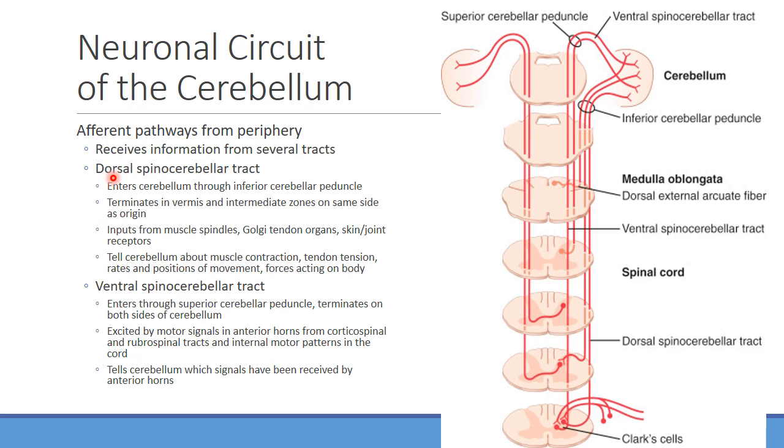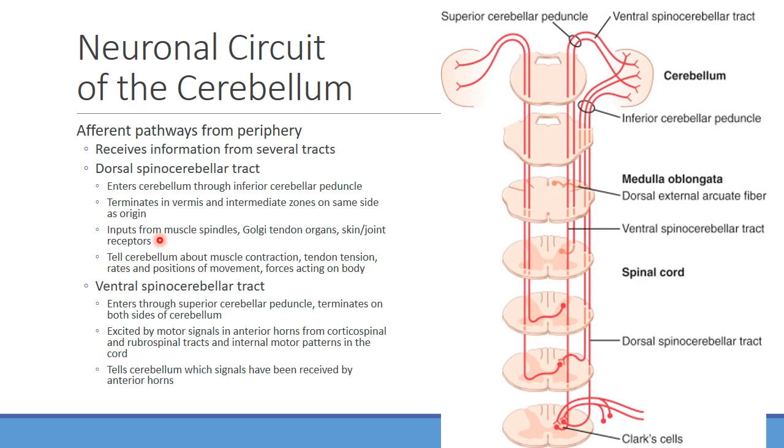Anywho, so for the dorsal spinocerebellar tract, you can find that it runs along this line here, and this is going to be entering the cerebellum through this inferior cerebellar peduncle, and it's going to be terminating in the vermis and also the intermediate zones on the same side of origin. So basically, information coming from the right side of the body will be entering on the right side of the cerebellum. And so we're going to get a lot of information from the muscle spindles, the Golgi tendon organs, and also other skin and joint receptors.